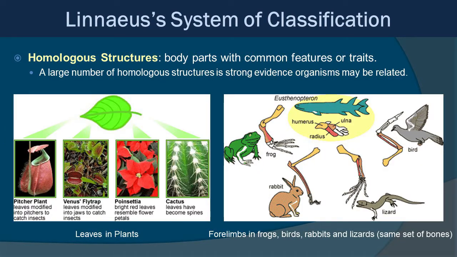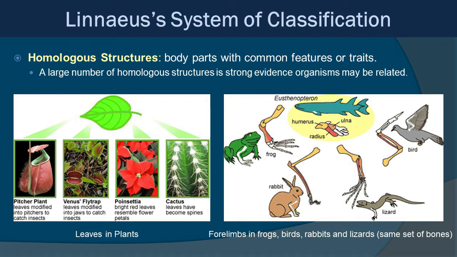So we have a term called homologous structures, or body parts with common features or traits. A large number of homologous structures is a strong evidence that the organisms may be related. For example, leaves in plants. There's all of these plants that you're seeing here. Pitcher plants, Venus flytrap, poinsettias, and cactus have leaves. However, they're all different in design. They've all been modified. However, they are still leaves, so they are somewhat homologous.